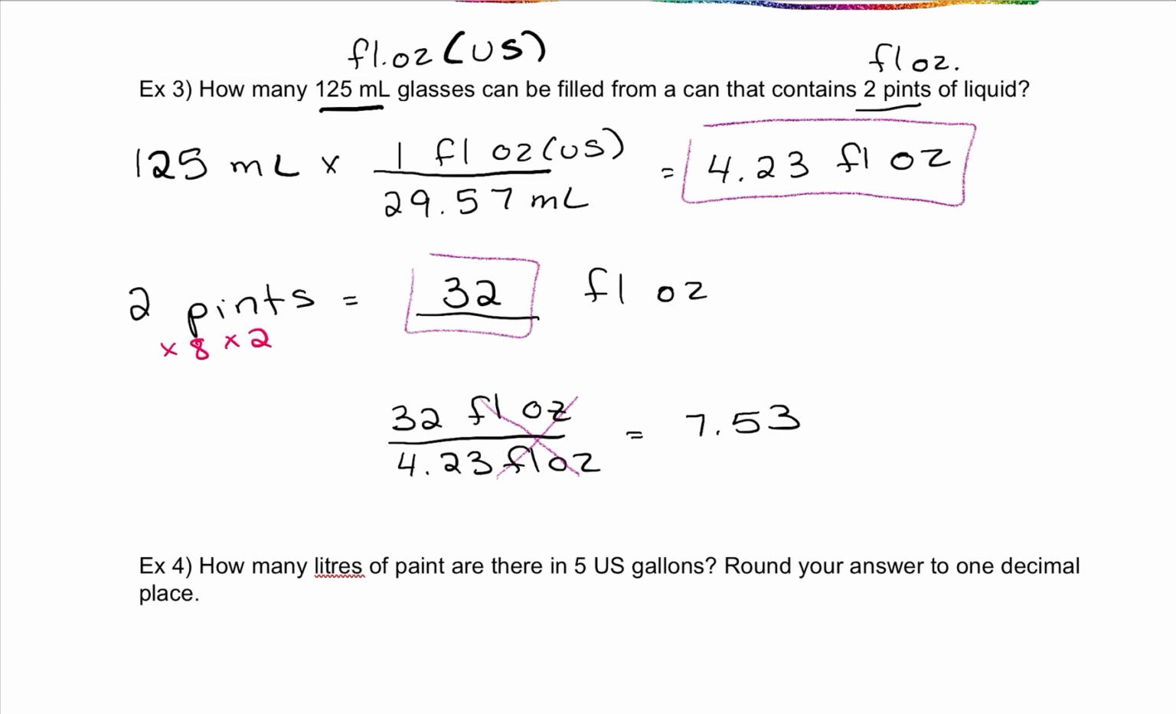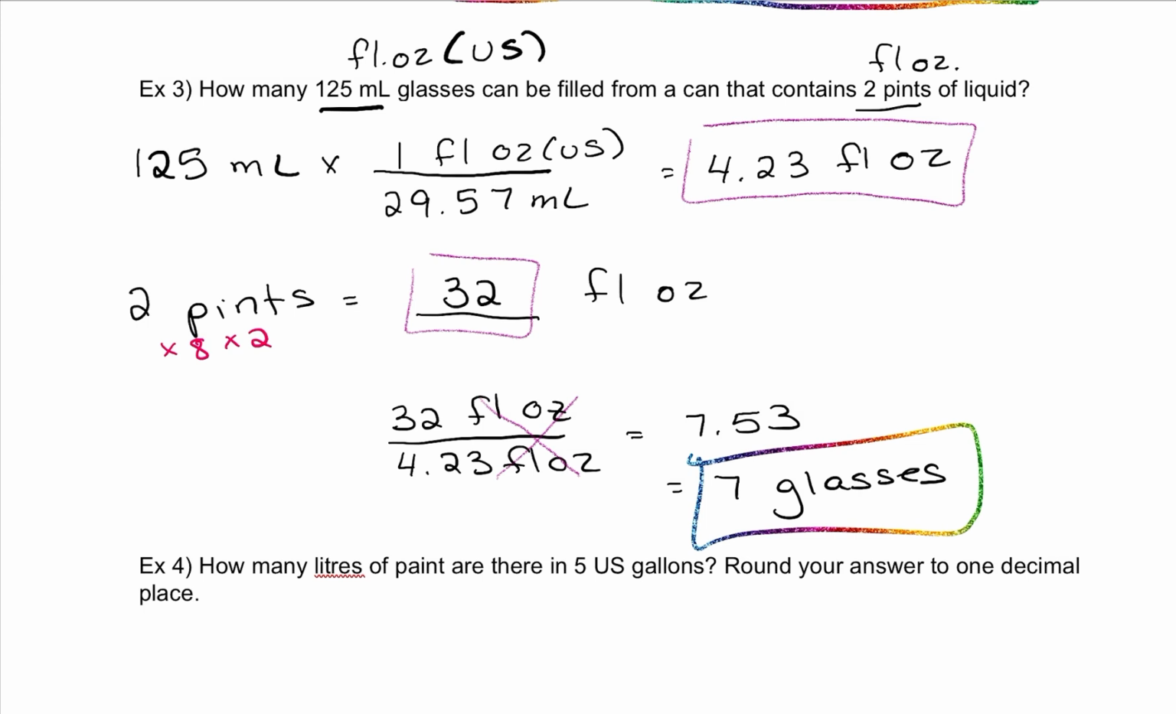Now note, you cannot have part of a glass. I'm taking the 2 pints of liquid and I want to know how many glasses I can fill. So in this case, even though it says 7.53, and I would tend to want to round up to 8, I can't fill 8 full glasses. I don't have enough. I can only fill 7 glasses. I can put liquid in the 8th glass, but it won't be full.